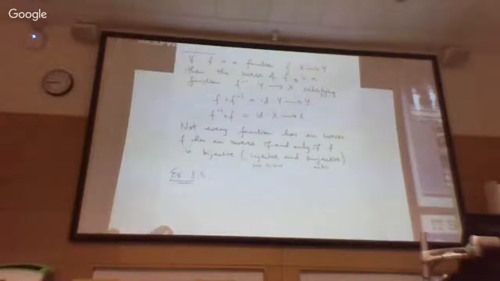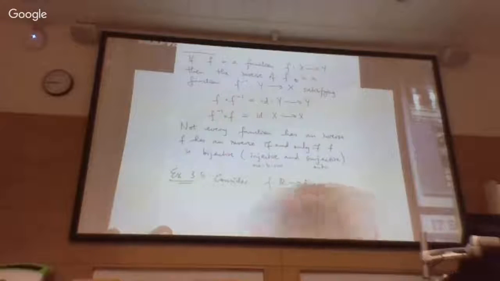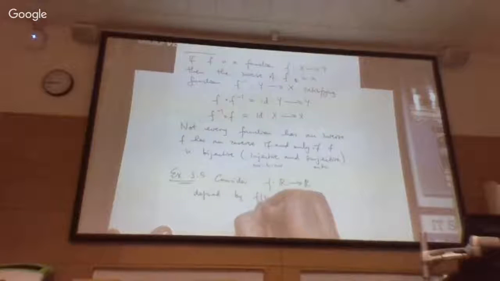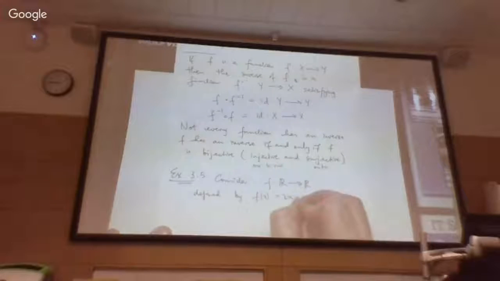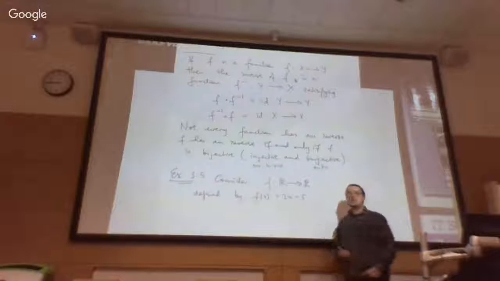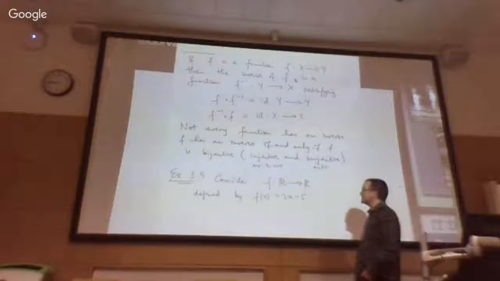Of a real value function. So consider the function f from R to R, defined by f of x is 2x minus 5. This is a nice injective and surjective function. You can realize any real value and express it as 2x minus 5 for some x.